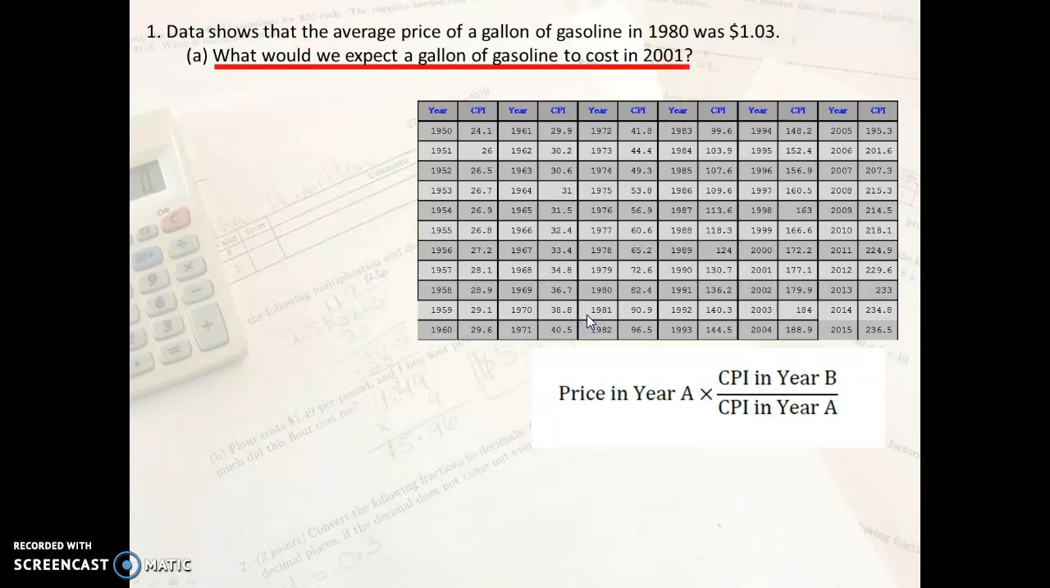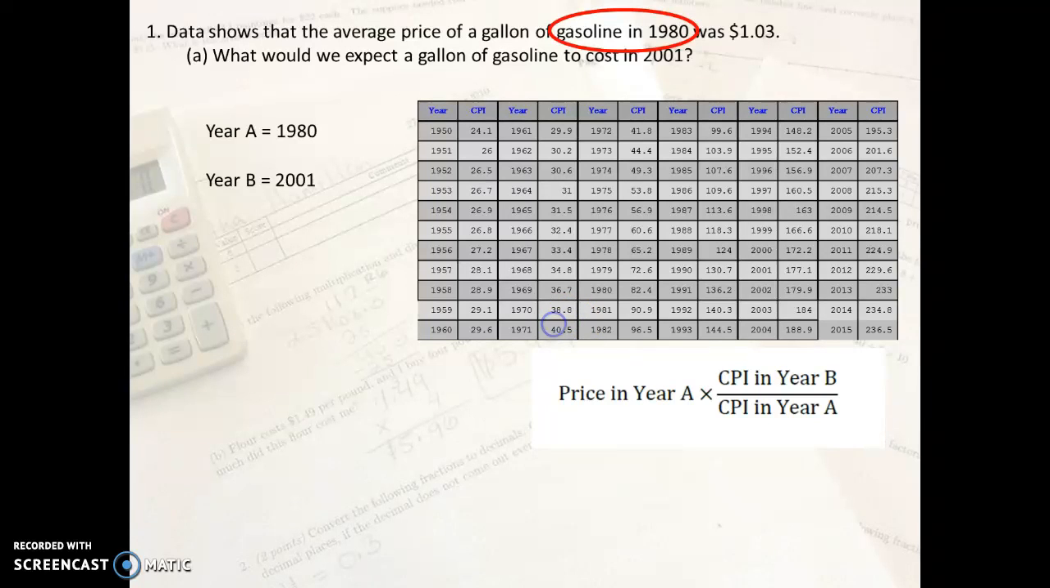So if I'm looking for the cost in 2001, that means 2001 is my year B. It's where I'm trying to go. Year B is like the final cost, I guess. Good way to say it. And here I'm talking about gasoline in 1980. Well, that's my year A, my initial year, what I'm starting at. Starting year, and we've got my finishing year.